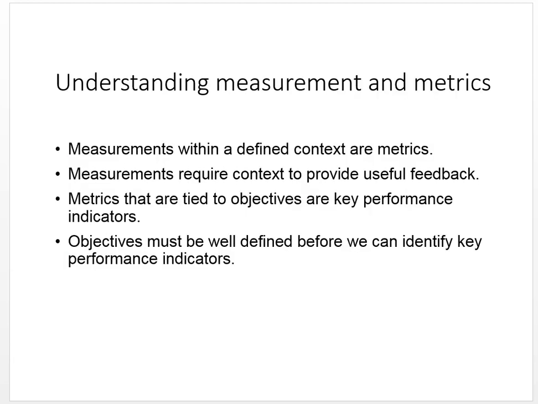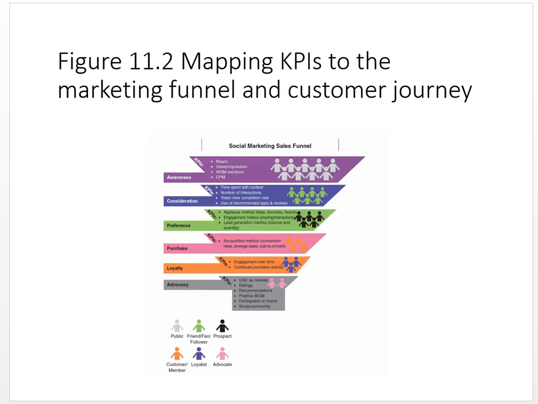So understanding measurement and metrics. Measurements within a defined context are metrics. So measurements require context to provide useful feedback. No context, no understanding. The rule in semiotics is if it can't be framed, it can't be understood. Metrics that are tied to objectives are key performance indicators, right? So if we scoot back up to here, all these points are key performance indicators.